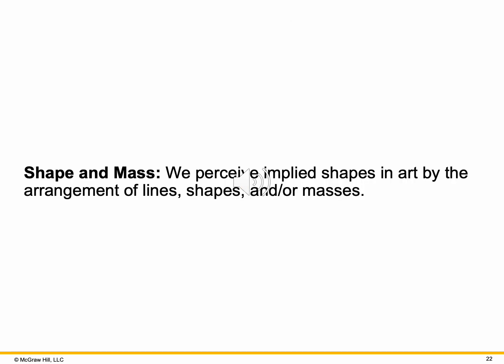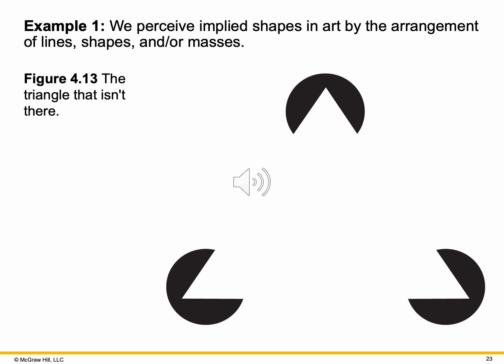Shape and mass. We perceive implied shapes in art by the arrangement of lines, shapes, and/or masses.